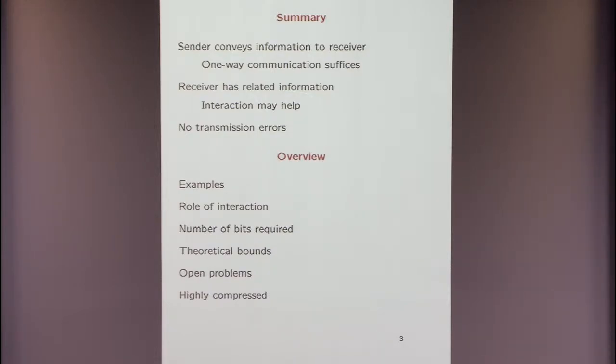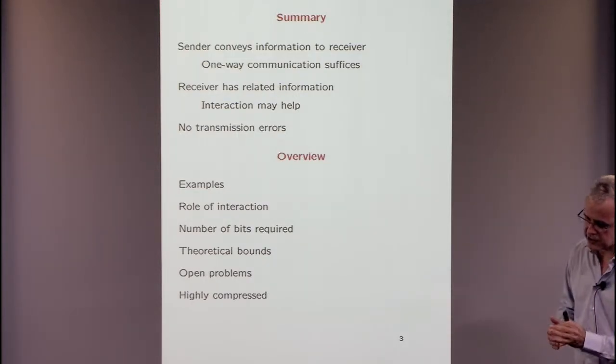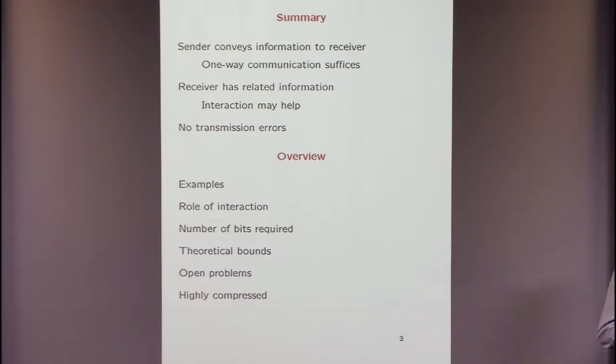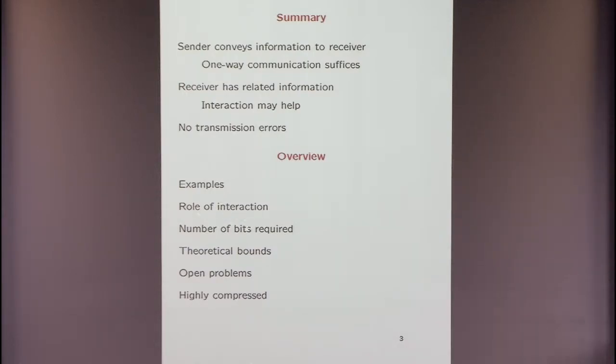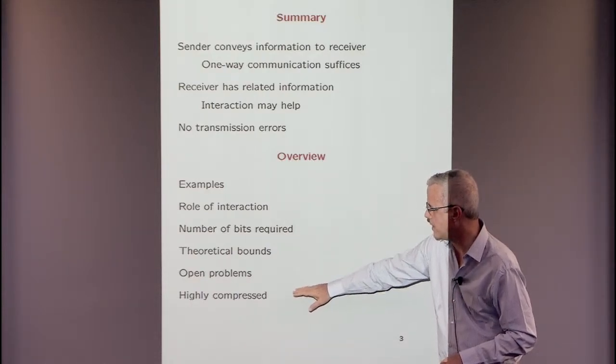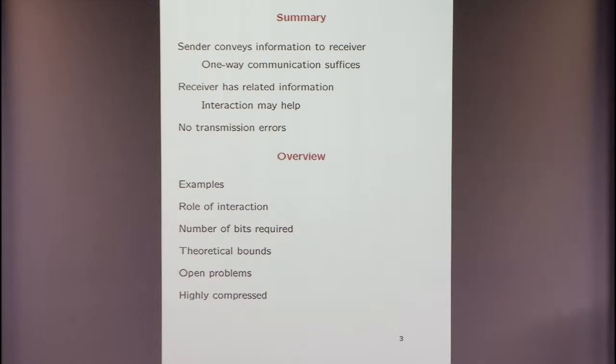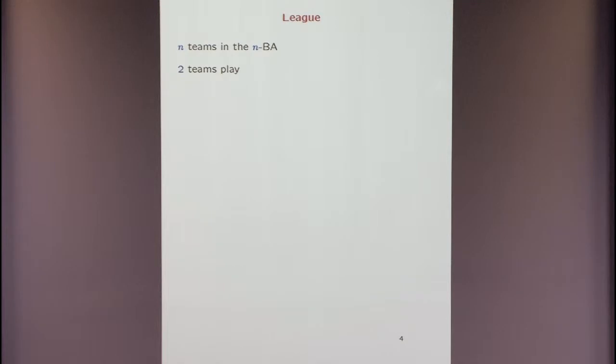And so what we want to do now is explore that. Unlike the interactive communication that we heard about this week, in this interactive communication, there are no transmission errors. Everything I say, you hear precisely. Everything you say, I hear precisely. So we're going to look at some examples. We'll see the role of interaction. As always, we'll look at the number of bits that you need to achieve a goal, and get some theoretical bounds and some open problems. And of course, this will be highly compressed because I have 30 minutes for 3 talks, so it's not very much time. So here is the first example.